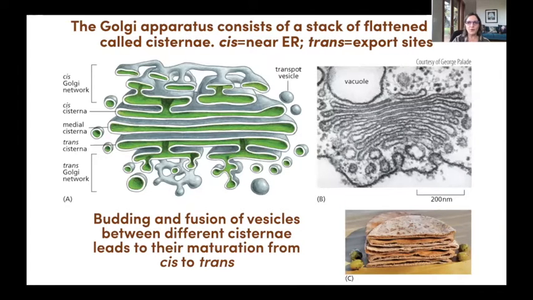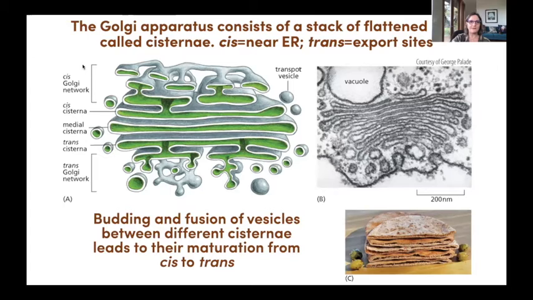Okay, so I'm going to talk a little bit about the Golgi. I always found this a very confusing organelle. It looks so weird. The book illustrates it as a stack of pita bread, which is, I think, somewhat helpful in understanding the topology of this organelle. So the Golgi is a whole stack of different compartments that are called cisternae, which literally just means compartment.